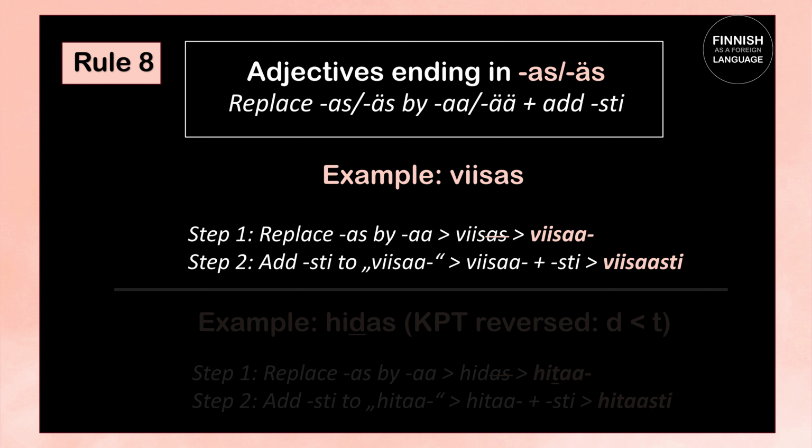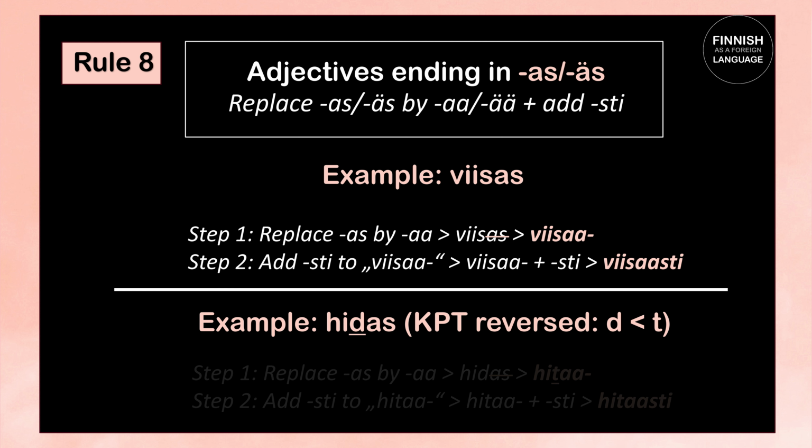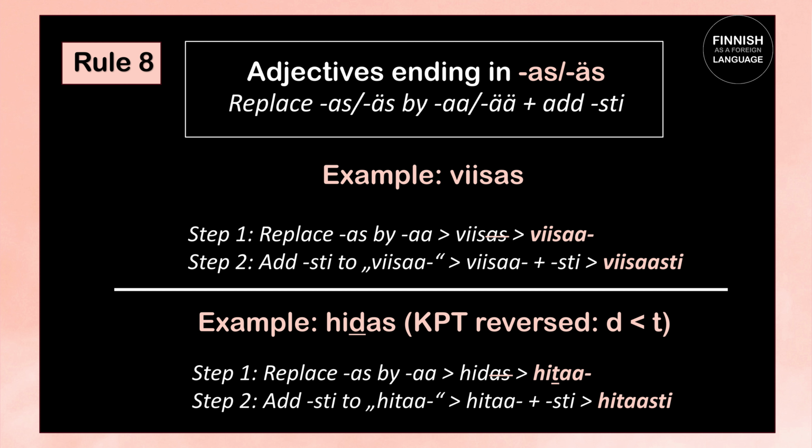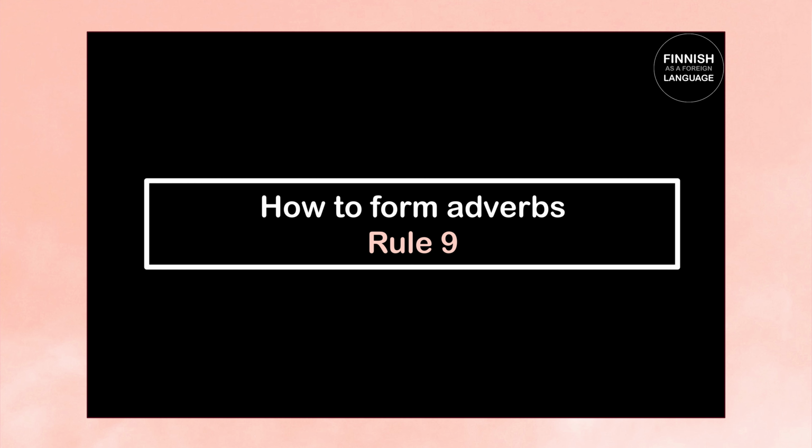Also here some adjectives can be affected by the consonant gradation. For example, hidas, meaning slow. Here we have the reverse consonant gradation, so that means D changes to T. In the first step, we replace as by a double A. Notice also here the KPT change. So hidas changes to hitaa. In the second step, we add sti to hitaa and we receive the adverb hitaasti. Hitaasti, meaning slowly.